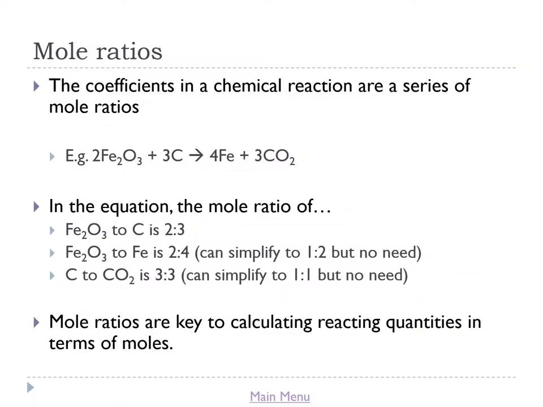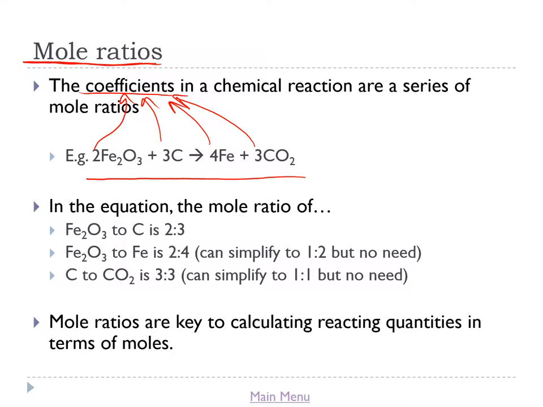One of the key things we need to be able to do in this topic is to use a balanced chemical equation like this to answer questions like, if you've got X grams of iron, how many grams of carbon must you have started with? And to answer these questions, we're going to need to use the concept of the mole ratio. Now, the coefficients in a chemical reaction, the coefficients are these numbers, okay? So the big two, the big three, the big four, the big three. Those are called coefficients. Those coefficients are really just a series of ratios, and specifically mole ratios.